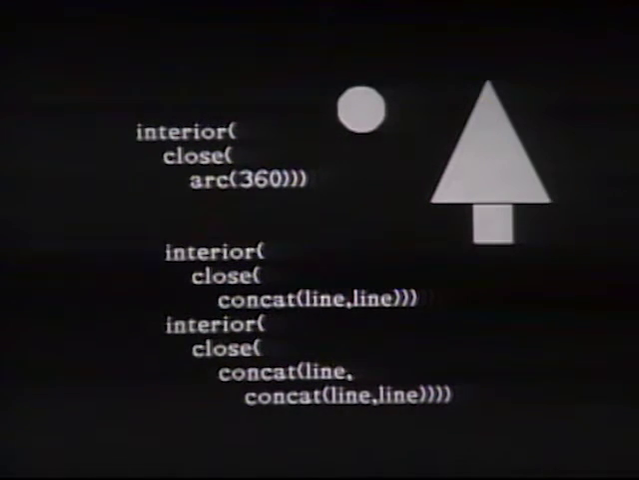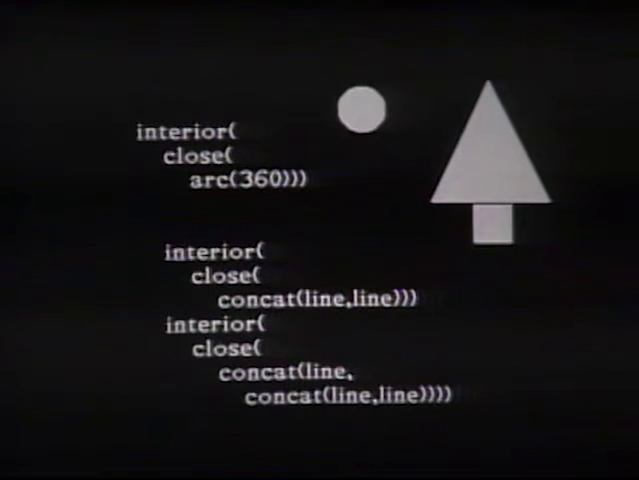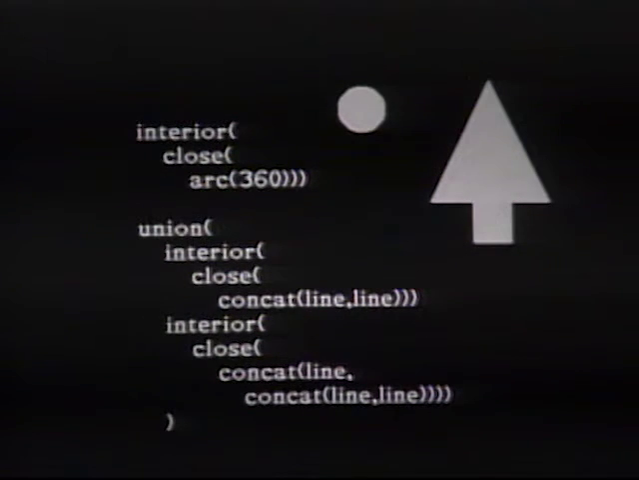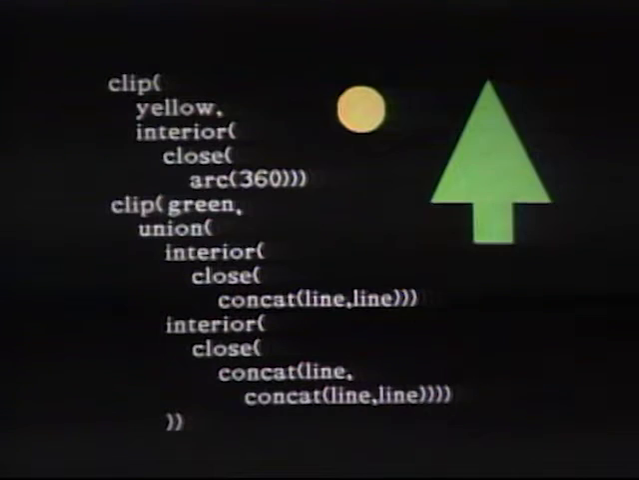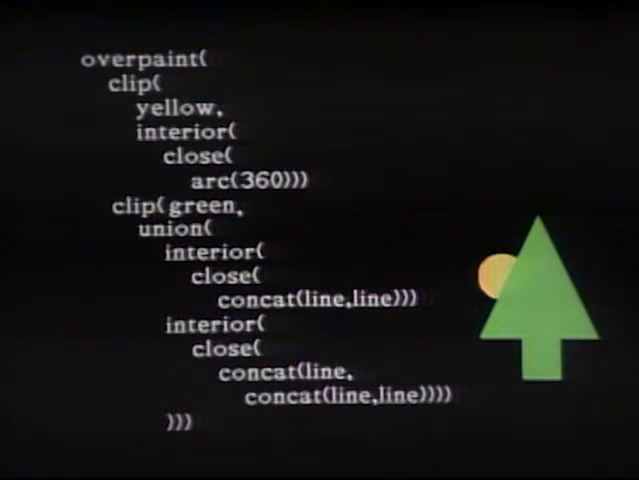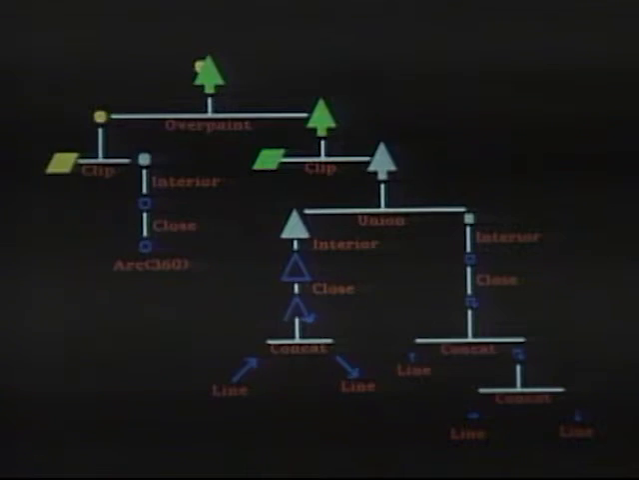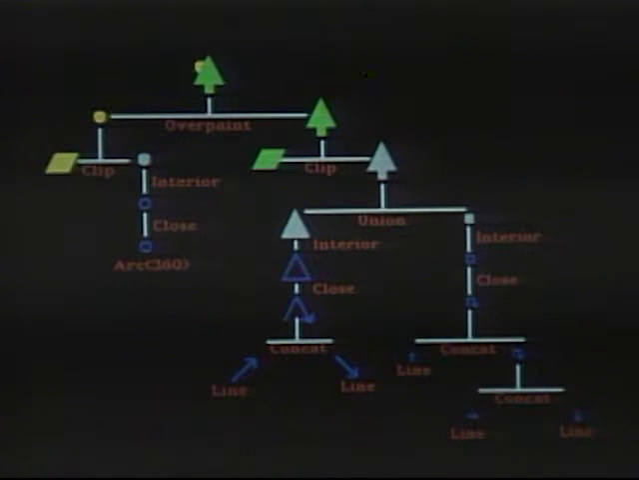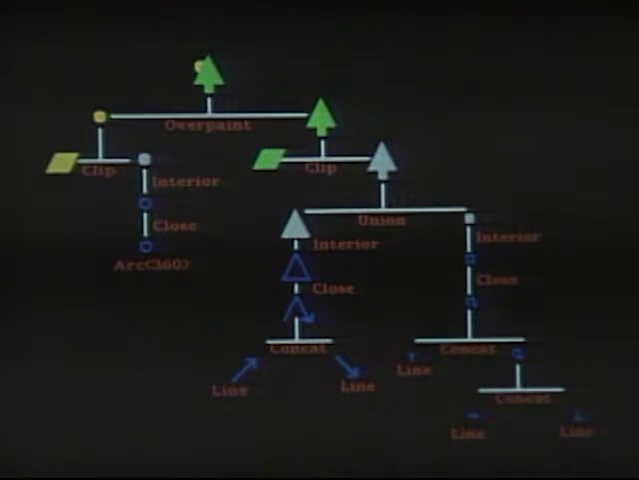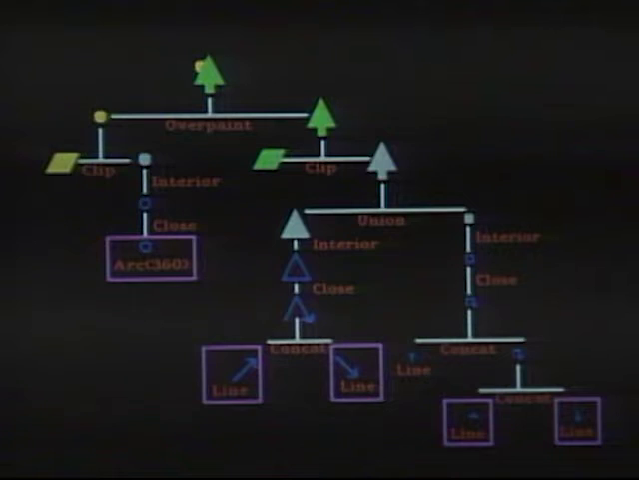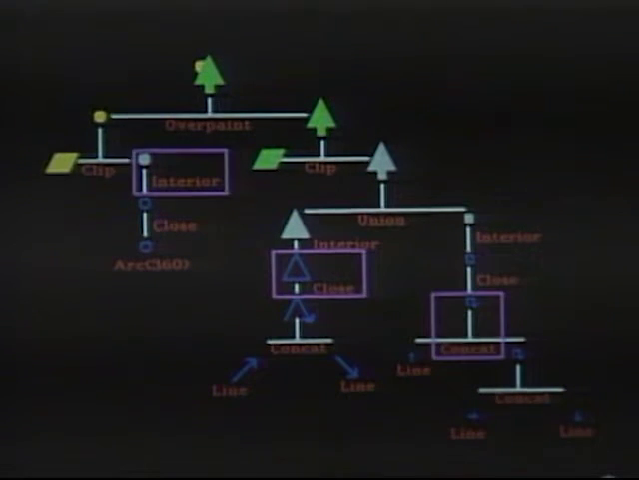Note that the base and top of the tree are still separate regions. We fix that by taking their union. After coloring the regions by clipping, we overpaint the sun with the tree to get back our original picture. By looking at the tree, which represents the picture expression, the parallelism that we already noticed becomes even clearer. Operands to an operator can be evaluated concurrently.